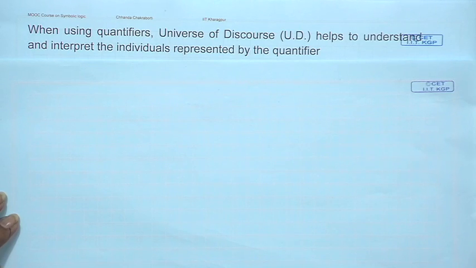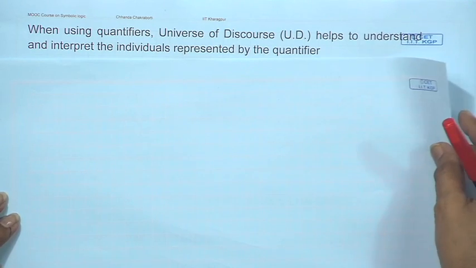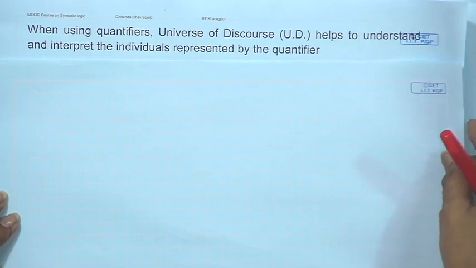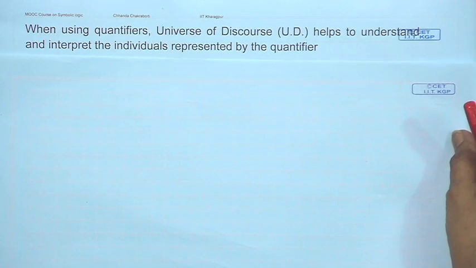There is one more thing that we need to know, and that is universe of discourse. See, the quantifier helps to understand how many, and the universe of discourse helps to understand what are we talking about, what kind of things are we talking about. So, for interpretation along with the quantifier, the universe of discourse is very, very important. Let me show you.